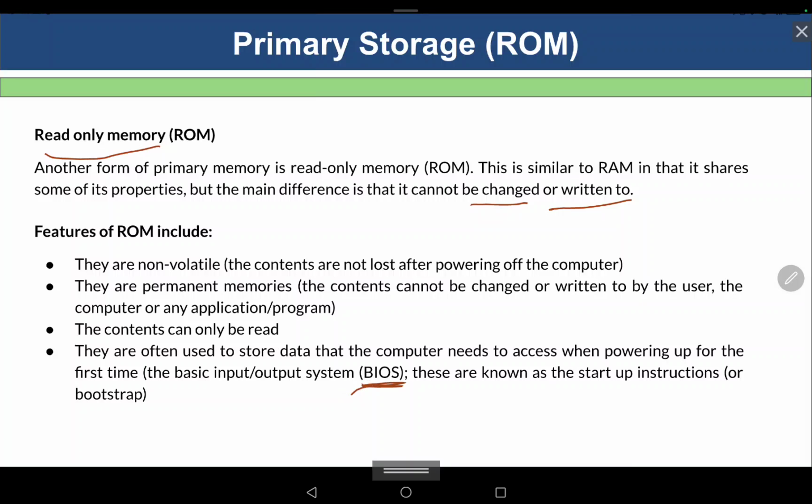The memory is used to store data that the computer needs to access when powering up for the first time. Also, we say that it is non-volatile, meaning that content is not lost when the computer is powered off. It is a permanent memory, meaning that the content cannot be changed or written to by the user, unlike RAM. The content can only be read.